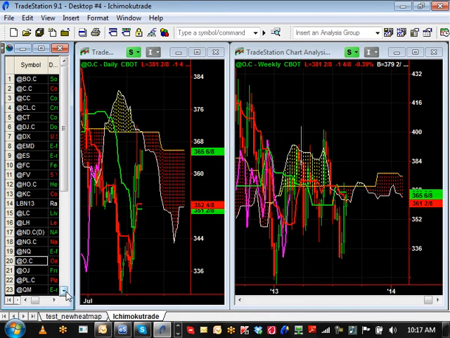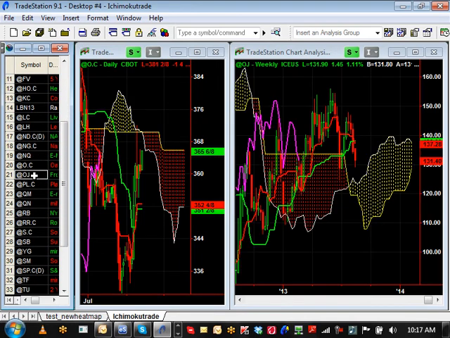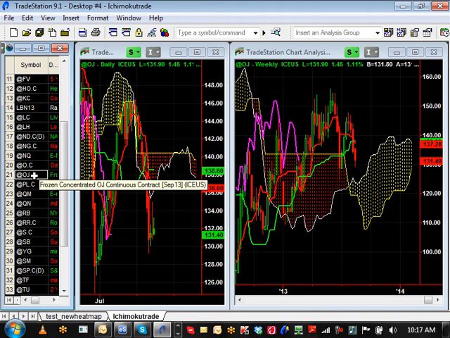Oats, not really doing anything at all. This thing is just sitting there going back and forth. Resistance on this guy is going to be about, let's just say, 370, and support's going to be around about 351 moving forward. OJ, orange juice, nothing really going on here too. This is kind of a boring one. Minor support is going to be basically 130. Resistance on this one's going to be about 138.